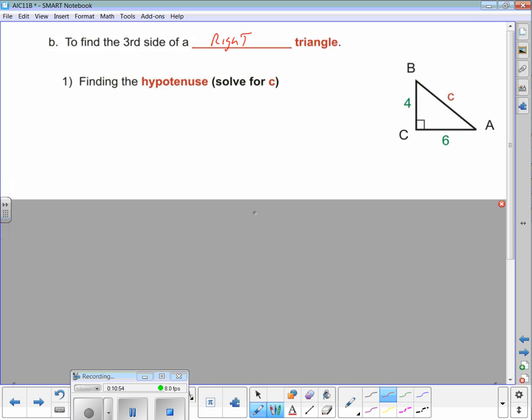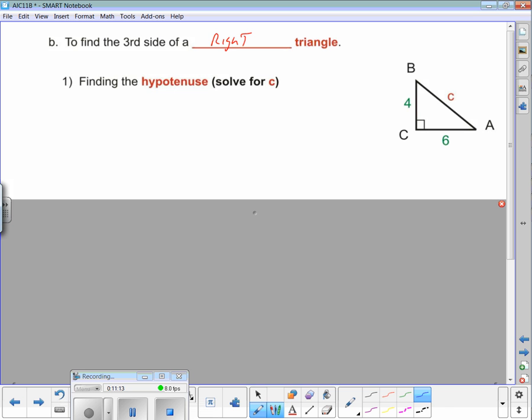All right, so you can use the formula to figure out if the triangle is a right triangle, but you can also use it to find the third side, but only of a right triangle. Notice we have a right triangle. Good. Means we can use the Pythagorean theorem. All right, how do you solve for the hypotenuse?